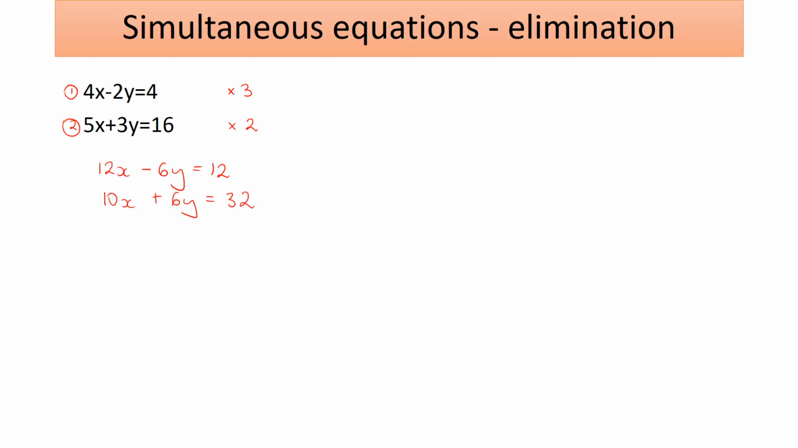So now you see that I've got negative 6y and then positive 6y. The number is the same, but now the symbols are different. That means I have to add the two equations to make sure that I get rid of one of the unknowns. So now 12x plus 10x is 22x equals 44. Now we divide both sides by 22. The value of x is 2.